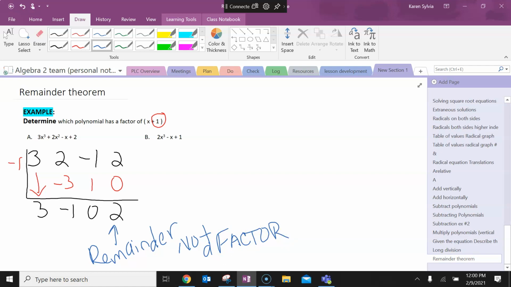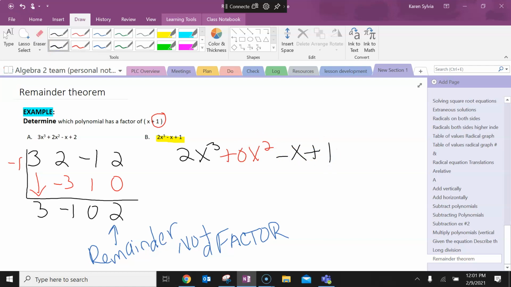Okay, so when it says determine which polynomial has a factor of x plus 1, I'm going to assume that it's going to work out with B, but I need to verify it. So my first step is to start with my dividend coefficients. What I'm noticing, however, is there's not enough terms there. I've got 2x cubed minus x, so I'm missing my x squared. So remember, we need to add in the x squared term since it is lacking.